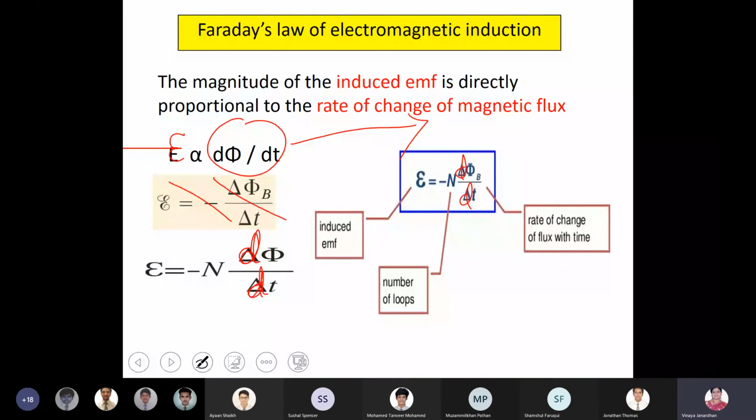So E is proportional to d phi by dt, or E is equal to minus n into d phi by dt. So what is that? The negative sign indicates... so there should be a negative sign over here. That is what we call Lenz's law.